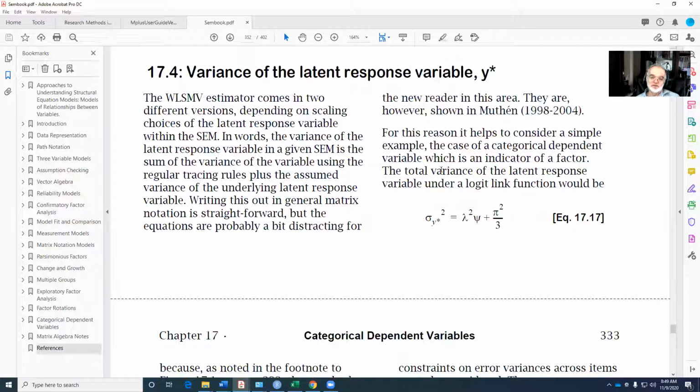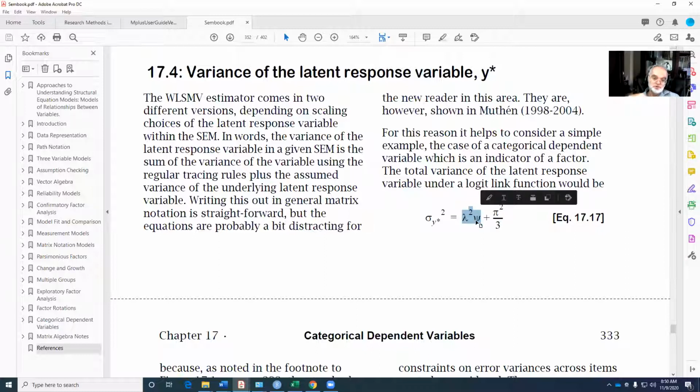But let's start with a simple example. Here's a categorical dependent variable, which is an indicator on a factor. So now I'm talking about a structural equation model. My dependent variable has a 0, 1 number, and that is serving as an indicator of a factor. The variance of my latent response variable is going to be this bit. That is, it's going to be the loading that I'm estimating squared times the factor variance.